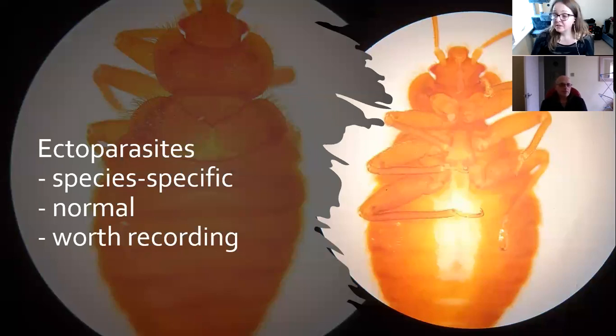So ectoparasites are species specific. You'll get a species of tick or mite, and that will only be on the species of bat that you found. I can upload some ID resources if it's something that you're interested in.